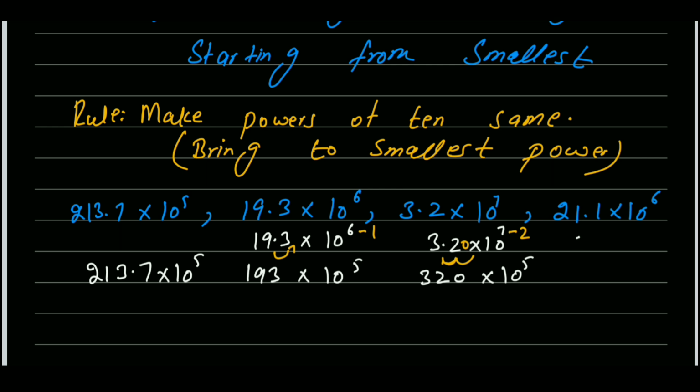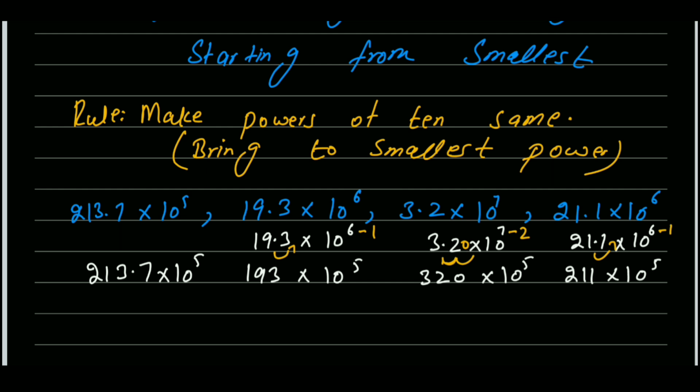Last, if you make it 5, subtract 1 from the power, and your decimal will move one number right side. It will become 211 multiply 10 raised to power 5.